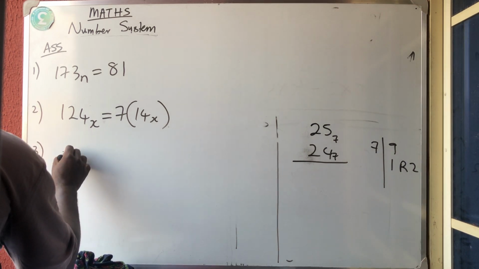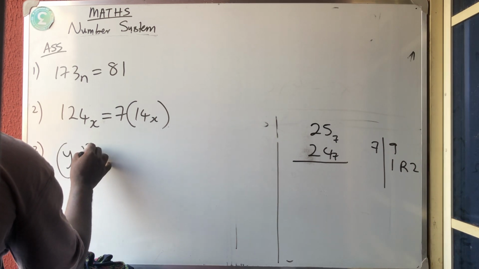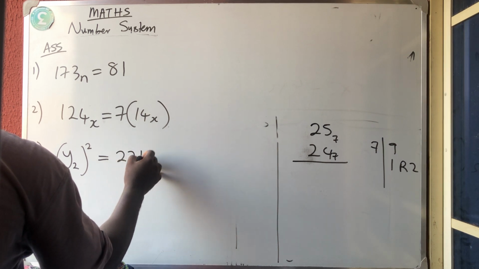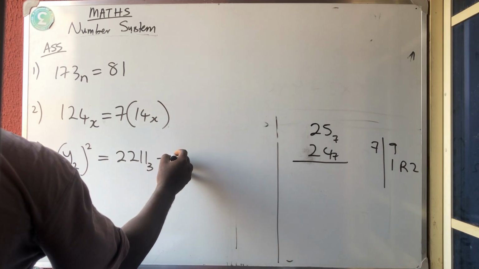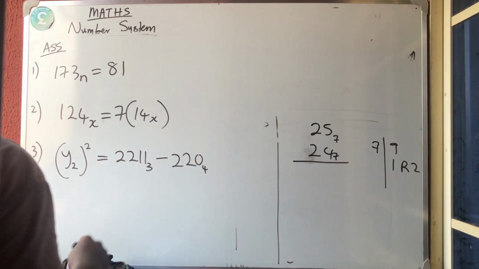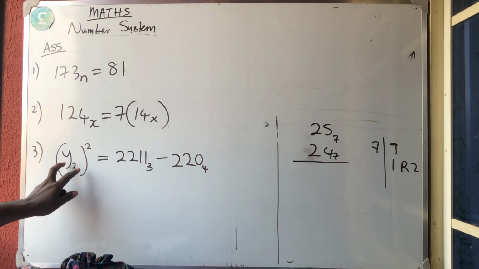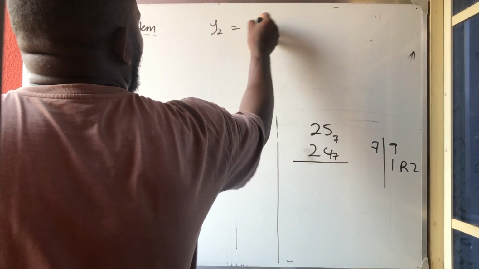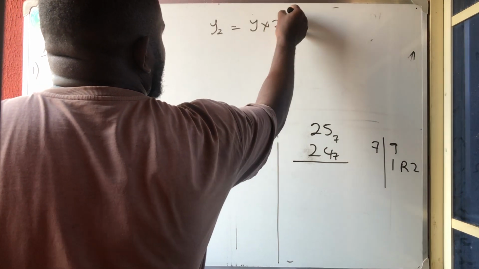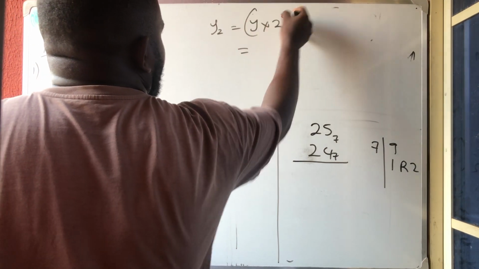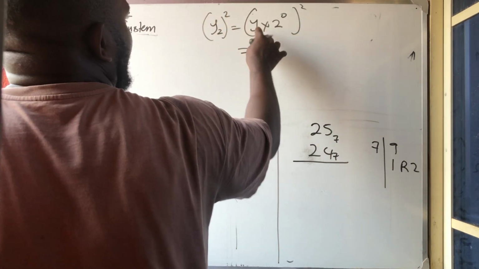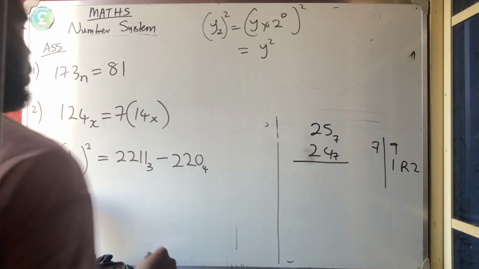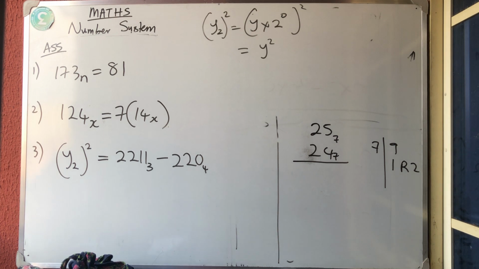This one said (y base 2) all squared is equal to 2211 base 3 minus 220 base 4. Now convert this one to base 10. I hope you know how to convert to base 10. Then square it. Y squared, converting it to base 10 means what? Y times 2 to the power 0. Anything raised to power 0 is 1. Don't forget that it has square. So 2 times y times 1 is y squared. So here is simply y squared.